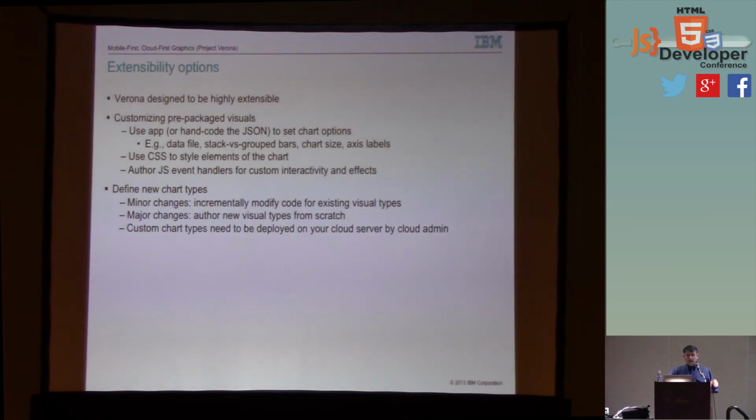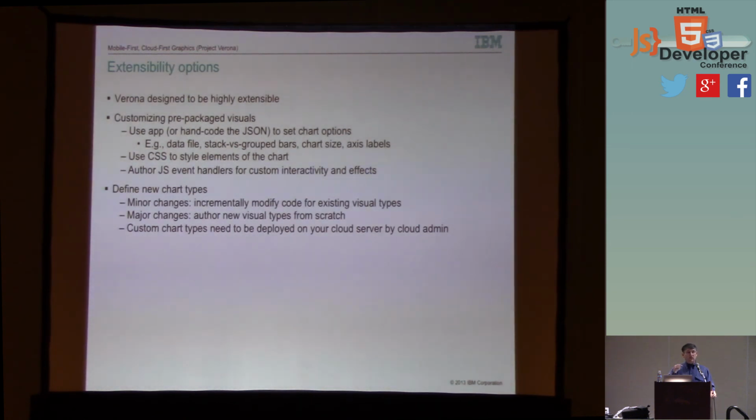So like I said at the beginning, this Verona is designed to be extensible. So you can customize the visuals that we have by setting the chart options through the JSON or using the app. You can use CSS and you can add custom JavaScript, which I've talked about. In addition, you can create your own chart types. And the idea is that the Verona source code will be out in the open, and you can make minor changes by creating a new chart type that just changes one line of an existing chart type, or you can do a whole chart type from scratch.